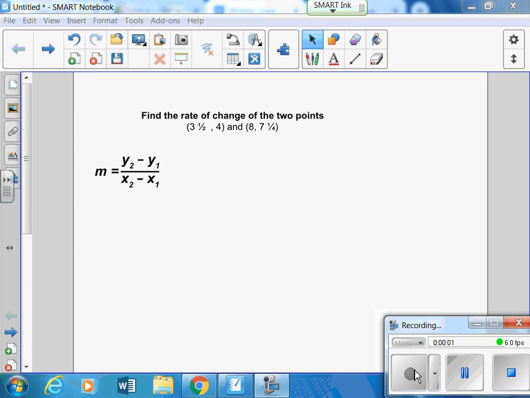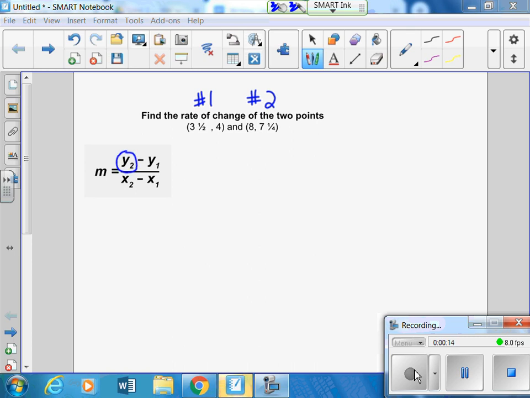Okay, so let's let (3.5, 4) be ordered pair number 1. And let's let (8, 7 and 1/4) be ordered pair number 2. So now we need the y coordinate in the second ordered pair. That's going to be 7 and 1/4.